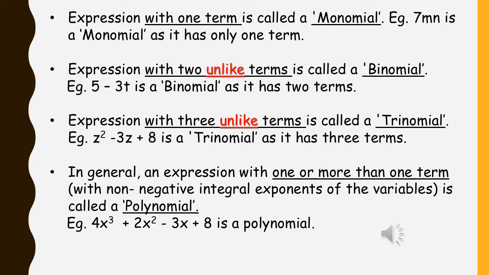In general, an expression with one or more than one term with non-negative integral exponents of the variables is known as polynomial. For example, 4x cubed plus 2x squared minus 3x plus 8, it has got 4 terms, so it is a polynomial.